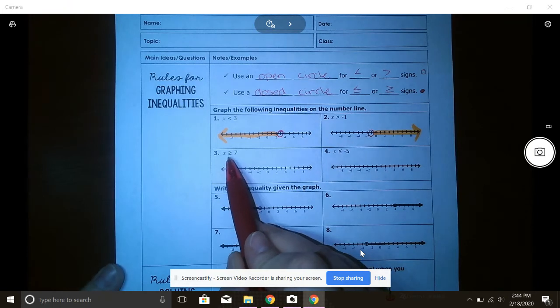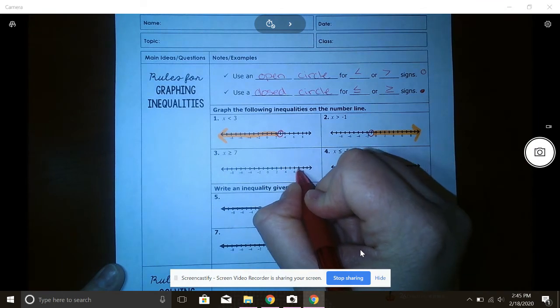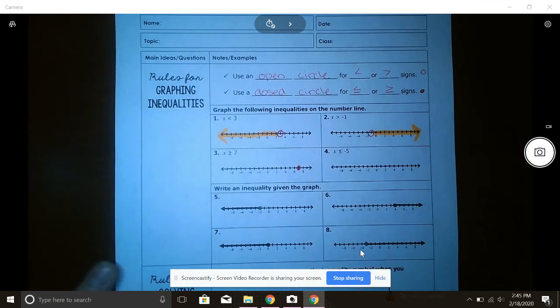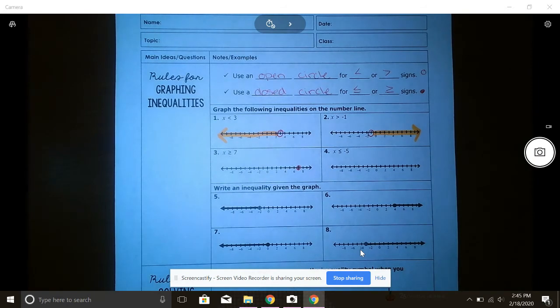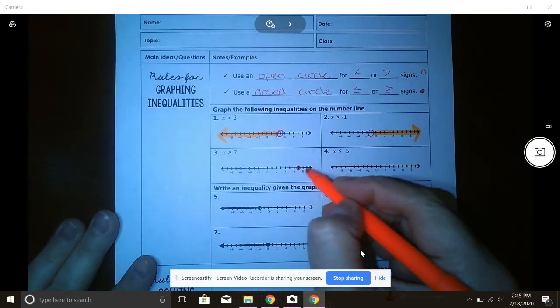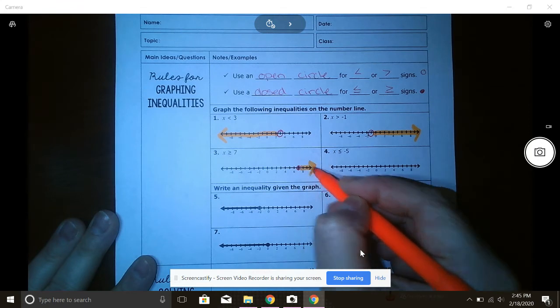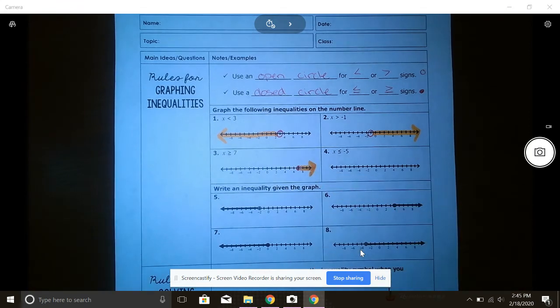In number 3, here's the change up. That little line underneath means equal to as well. So our solutions are bigger than 7 and equal to 7. So we need to find 7 and put a closed dot on it to signal the equal to. And we need to shade in the greater than direction, which is to the right. So we are signaling that our answers are bigger than 7 and equal to 7.